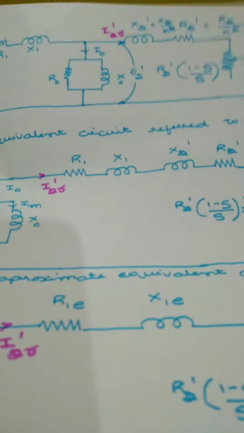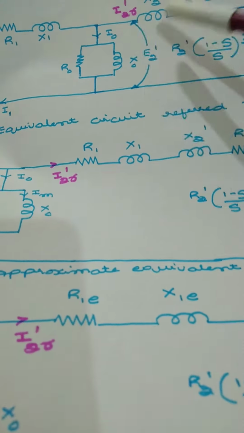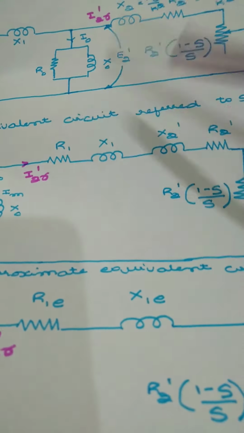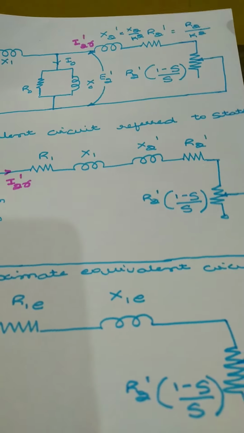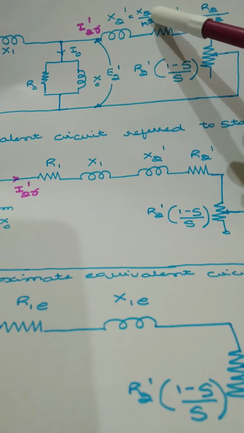Okay, so next we shall analyze this equivalent circuit. You can bring the rotor side components to the stator side. This is the stator side component, input voltage V1, R1, X1, and then I0 current, R0, X0. You can bring the rotor side components to the stator side by multiplication or division with the transformation ratio.